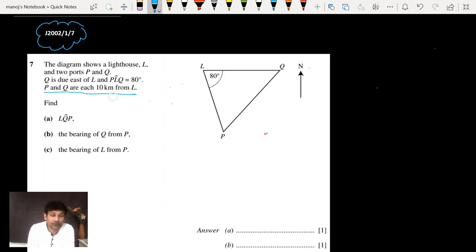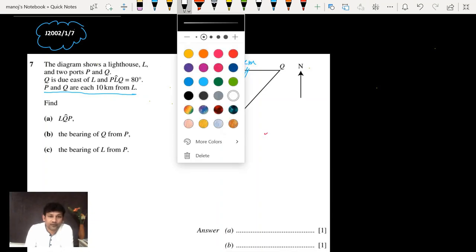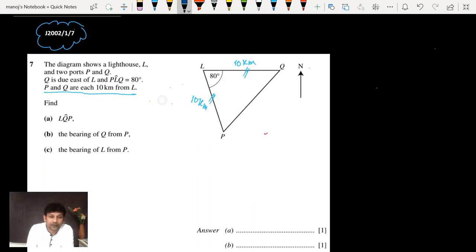You cannot do the working, you cannot do the calculation without it. P and Q are each 10 kilometers from L. So this is 10 kilometers and this is 10 kilometers, so both are equal. When both are equal, we have an isosceles triangle. And when we have an isosceles triangle, these two angles will be the same, x and x. So can you find x first?